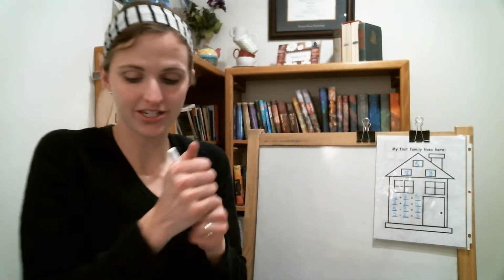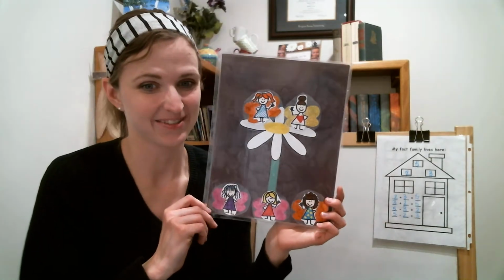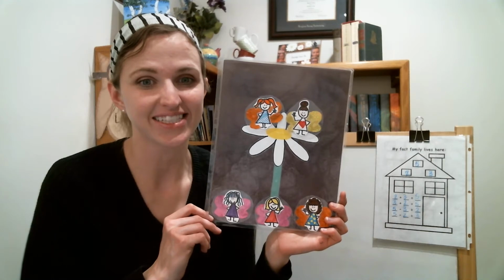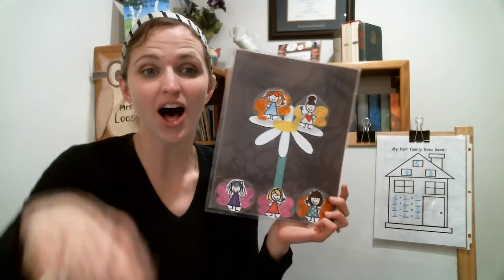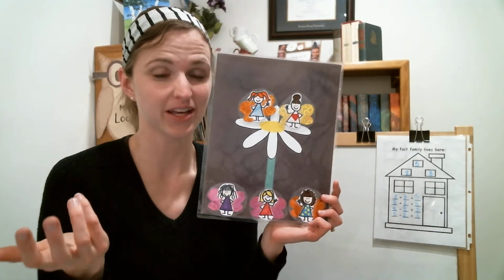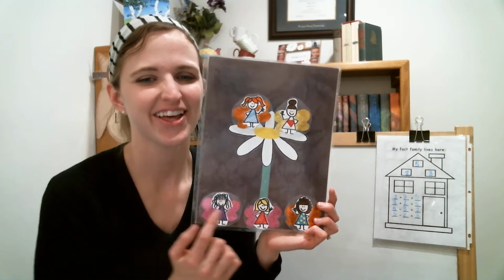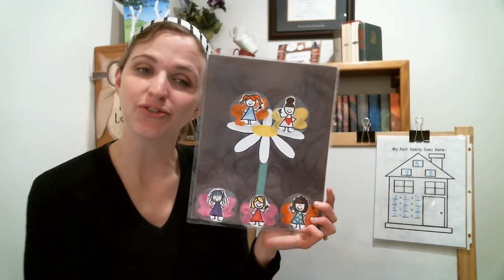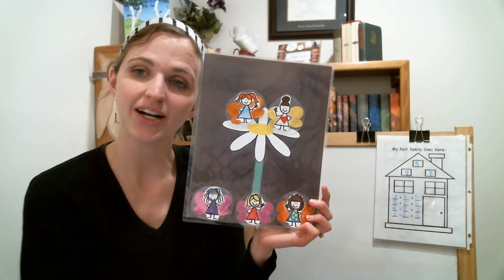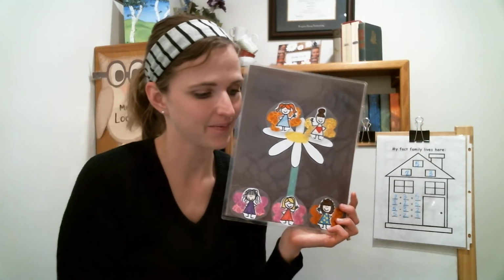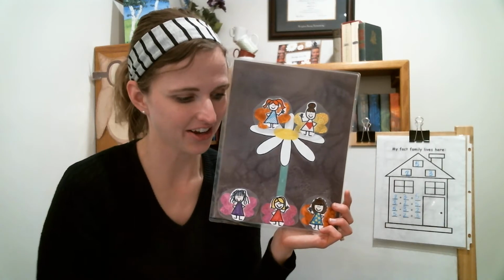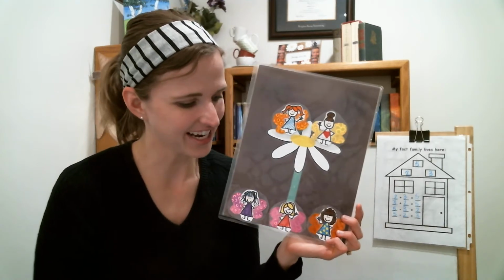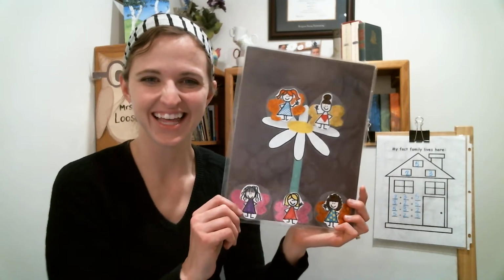You figured out the first one. So we could do it like this. There were 5 fairies. 2 fairies flew onto the flower. How many fairies are left? 3. Or I could say, there were 2 fairies on the flower and 3 fairies under the flower. How many fairies all together? All together is 5. There we go. Let's try another one.